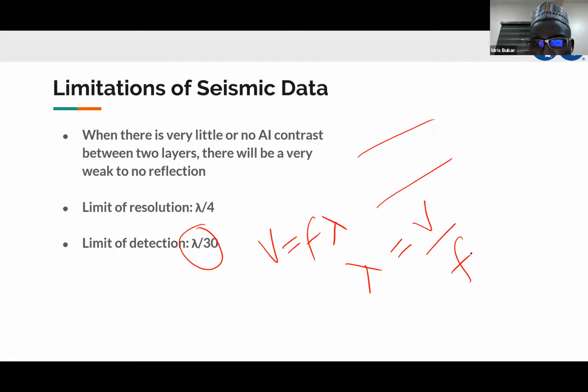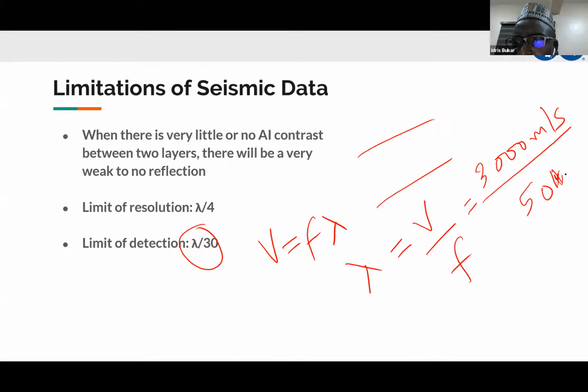So for an example, the V here is the velocity of the rock. Maybe for the students here, velocity of sound is a property of the medium rather than that of the sound, right? So let's say a typical rock that has a 3,000 meters per second velocity, and a typical dominant frequency of, let's say, 50 hertz, which is cycles per second. So you end up with 60 meters as the wavelength of your seismic wave.